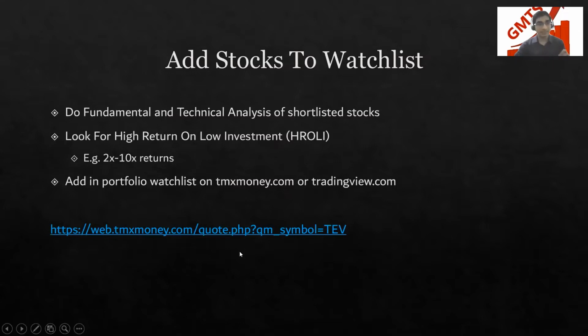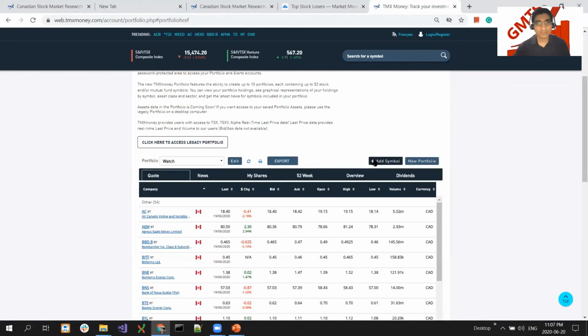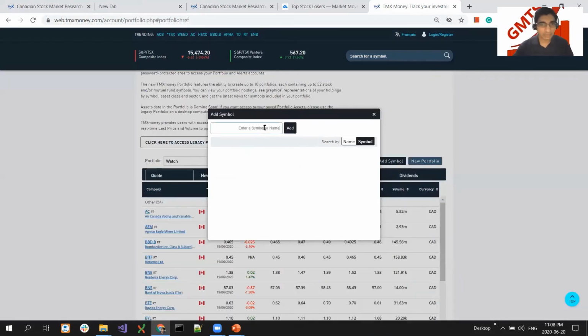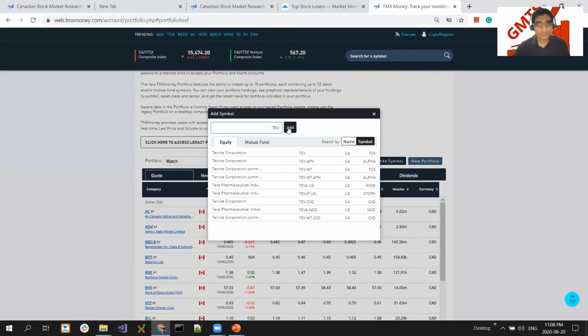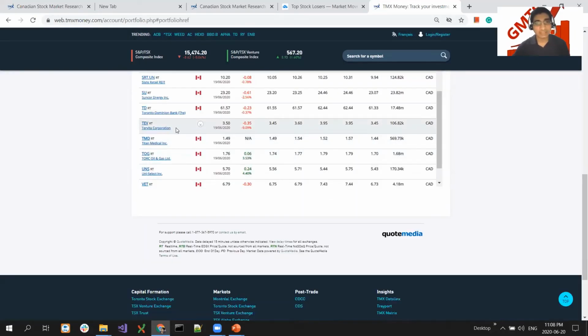As an example, let's see one of the stocks that we shortlisted in the previous step, TEV. You could create a free portfolio here. Since I already have it, let's add TEV in my watch list. And as you could see, TEV is added to my watch list.